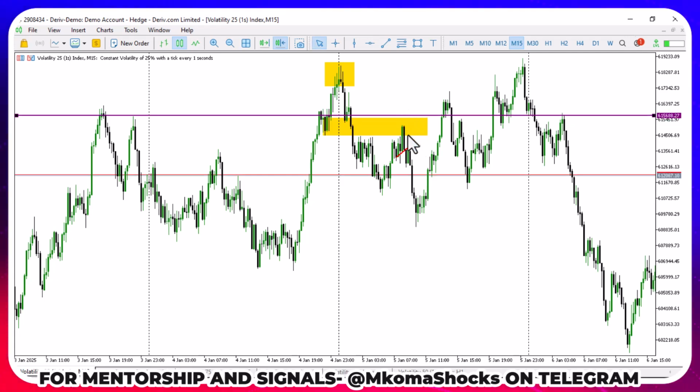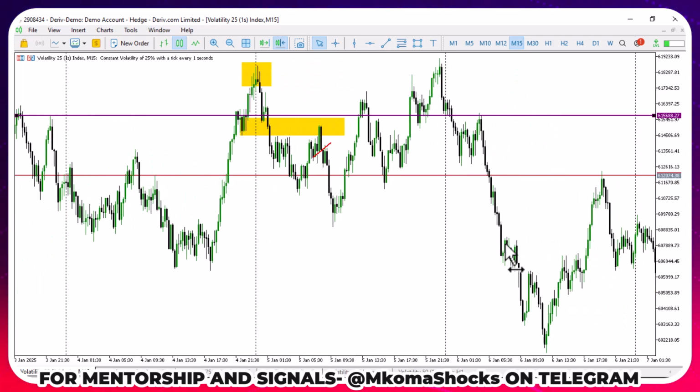So this is how you are going to do it, and you are going to wait for at least 4 or 5 M15 candles, and you'll be warm and dry. So this is how you actually do it. So let's look at the other one.